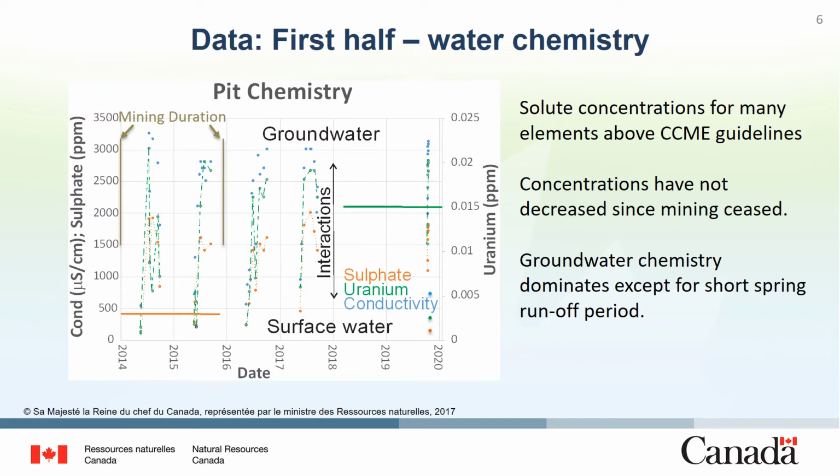One of the interesting things is, of course, here's the CCME aquatic guideline for sulfate. We're way above that. Similarly for uranium, there's the uranium guideline. Good chunks in the green here are well above that, except for where you get low concentrations associated with surface unimpacted runoff at IDPA 07 there. And since mining has ceased, concentrations haven't changed. In fact, if anything, they've gone up a bit.